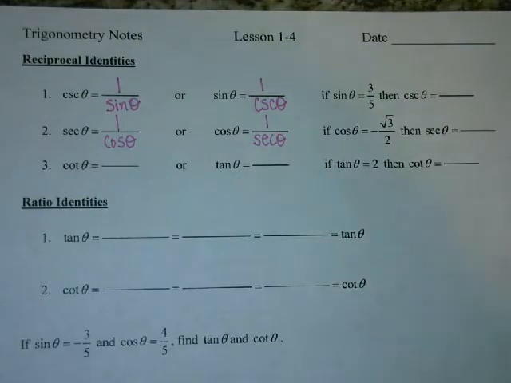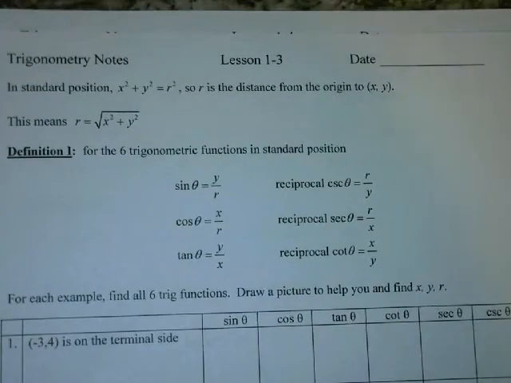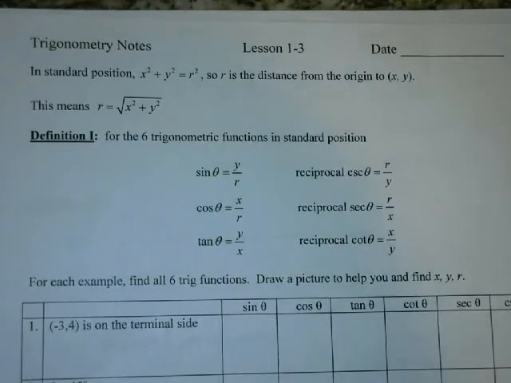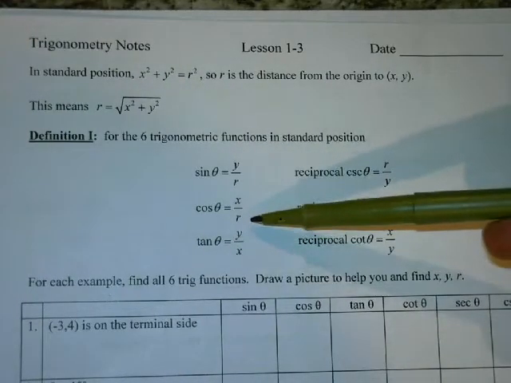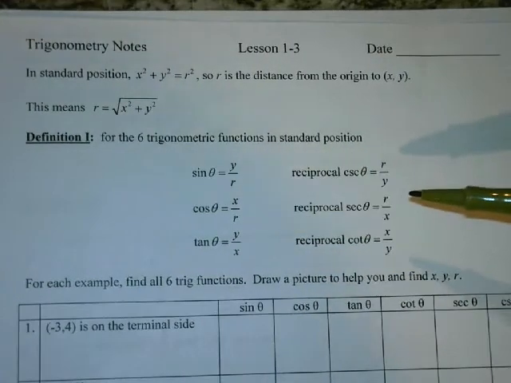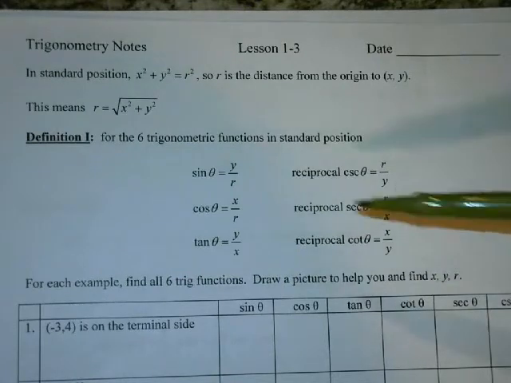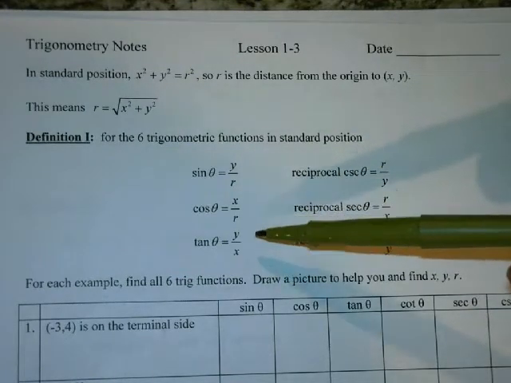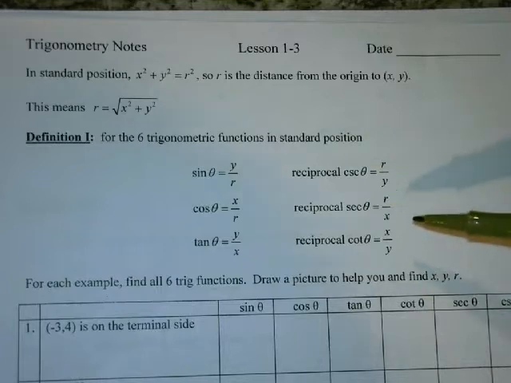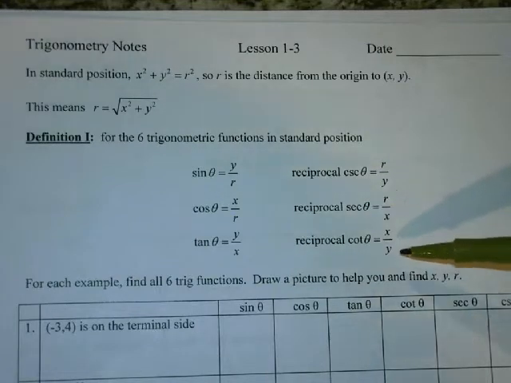Last time, in section 1.3, we talked about definition 1 of the 6 trig functions in standard position. So in terms of x, y's, and r's, sine was y over r, and its reciprocal cosecant was r over y. Cosine was x over r, and its reciprocal secant was r over x. And tangent was y over x, and its reciprocal cotangent was x over y.